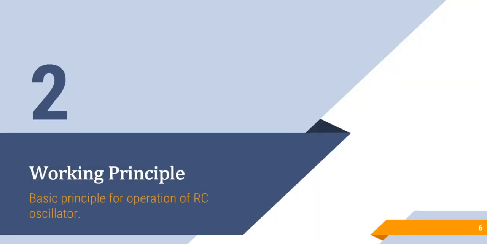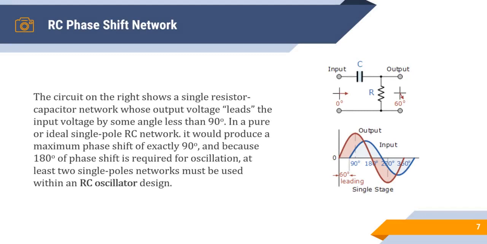Let's discuss the working principle. The circuit on the right shows a single resistive capacitive network whose output voltage leads the input voltage by some angle less than 90 degrees. In a pure or ideal single pole RC network, it would produce a maximum phase shift of exactly 90 degrees. And because 180 degrees of phase shift is required for oscillation, at least two single pole networks must be used within an RC oscillator design.